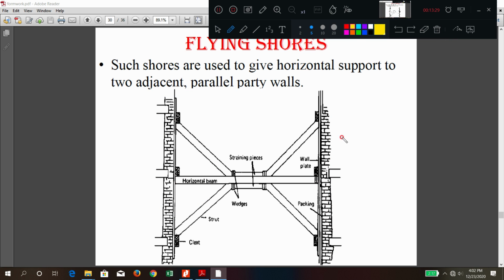Just here you can see, to support this wall and this wall, you have one wall plate as usual, the yellow color wall plate, which will be fixed on the wall. Above this wall plate, you are inserting one horizontal beam, and to give it more support, you have inclined struts. To make it more rigid, you have straining pieces. This is called straining pieces. These pieces are called wedges. And here you also have some cleat members to hold the struts in position.